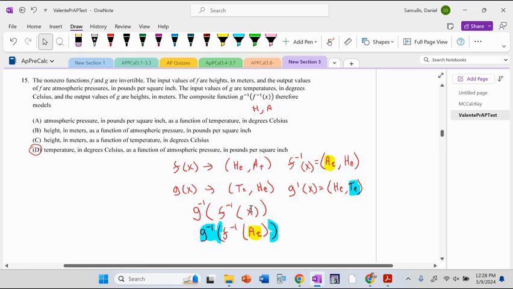Well, what I did is, for the inverse of F of X, the X value or the input value is A of T. So A of T, let me see, is atmospheric pressure. That's the input. And then the output is the inverse of G of all of this, which is the Y of inverse of G of X, which is the temperature. So temperature, the output, as a function of atmospheric pressure, the input.